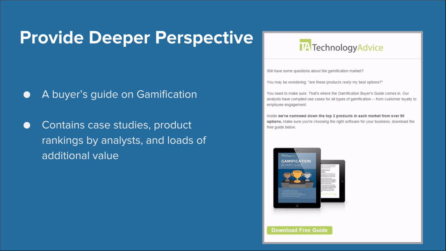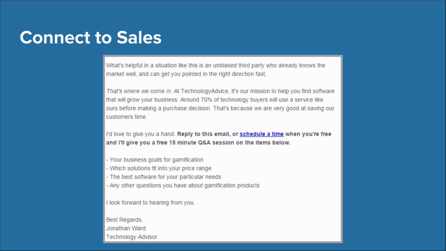It contains product rankings by our analyst, and it's essentially just loads of additional value. Now, they've gone through the first two triggered emails, which are really based on their action of clicking on the SMB article. These two emails are pretty targeted. They're essentially as targeted as we can get. If these two things still haven't helped them find what they need, then the last email that gets triggered is to schedule a time with one of our salespeople.